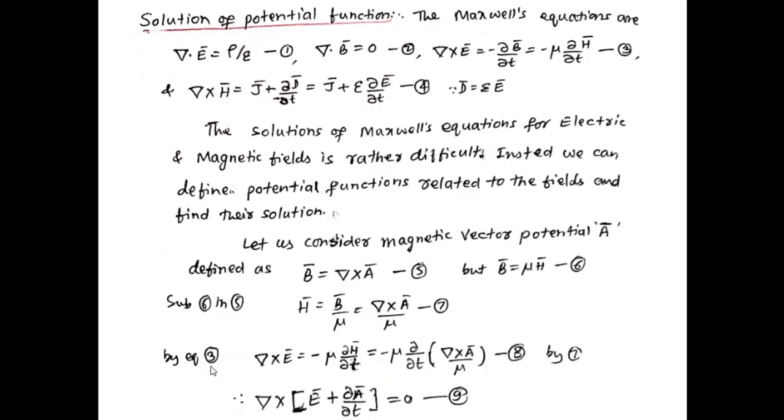Next, by equation number 3, we get curl of E bar is equal to minus mu dou by dou t H bar is equal to minus mu dou by dou t, but H bar is equal to curl of A bar by mu from equation number 7. We get equation number 8. Therefore, if you take del outside, del cross of E bar as it is plus dou A bar by dou t is equal to 0. We call it equation number 9.